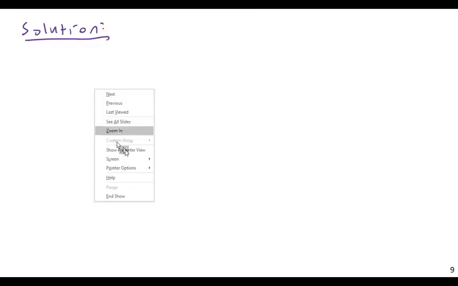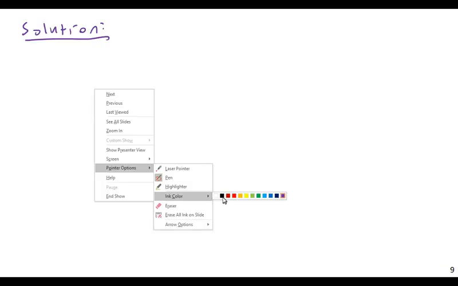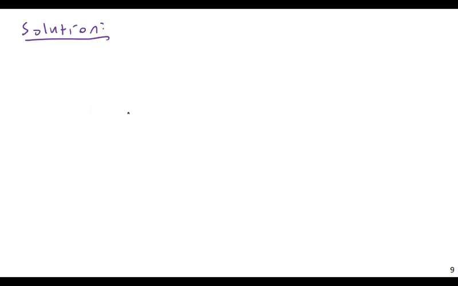Solution here. So again, we're going to come back to our basic impulse-momentum equation: mv1 plus the impulse from 1 to 2 is equal to mv2.